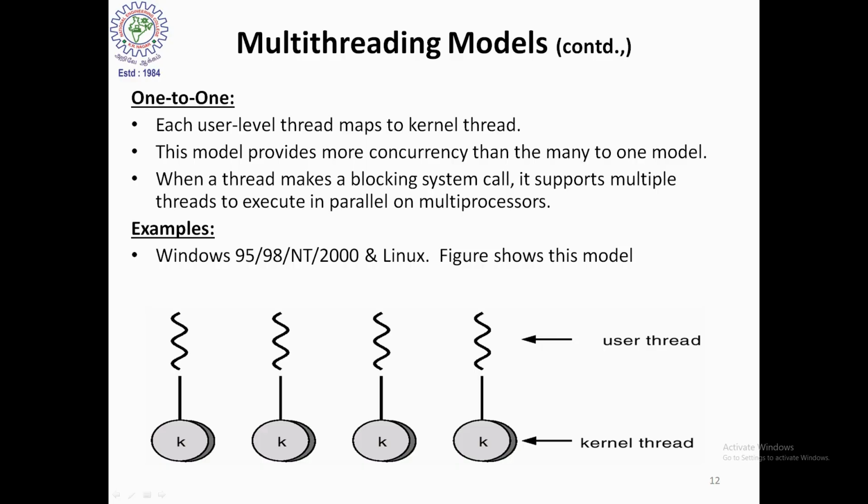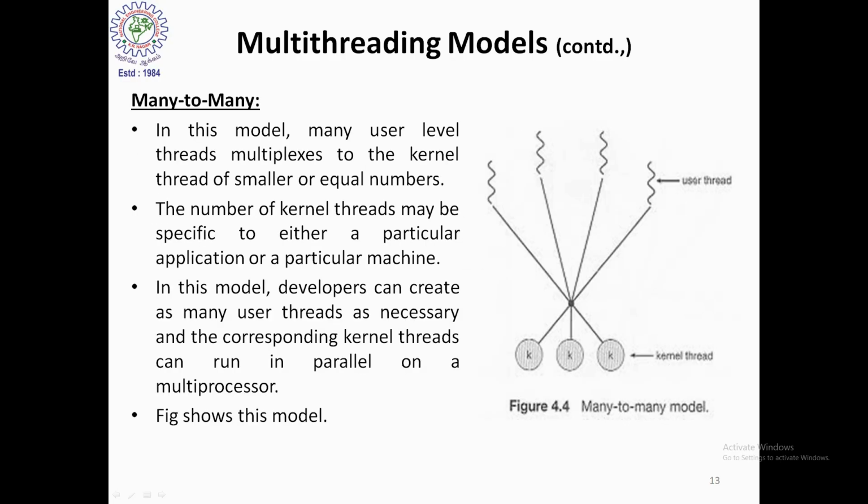So moving on to the next model, which is the many to many model. Here, many user level threads are there and many kernel level threads are there. So multiplexing will happen here: up to 4 user level threads are here and 3 kernel level threads are here. So the one to one approach is not followed here. One user level thread is not solely connected to one kernel thread, and multiprocessor architecture utilization is also possible here.